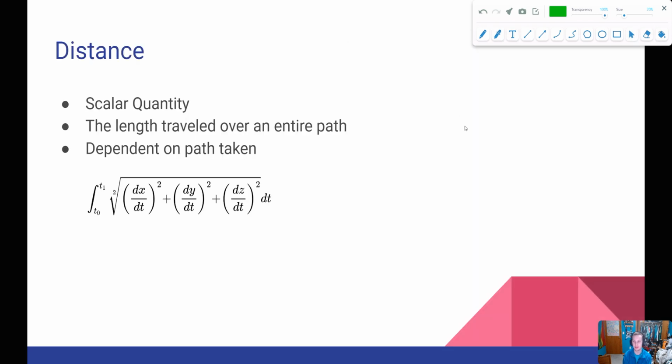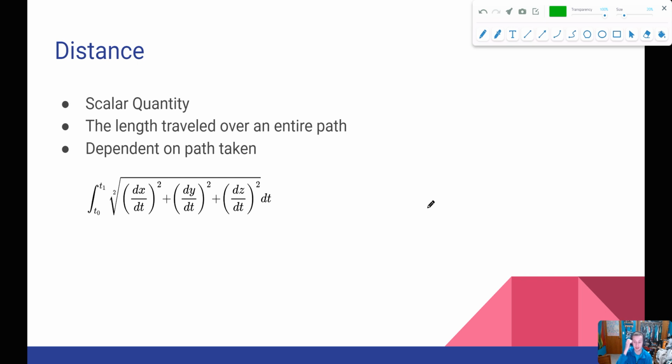So next, we have distance. So distance is a scalar quantity. It's not a vector like displacement. It's the length traveled over an entire path and is dependent on the path taken. Okay. Down here at the bottom, I have the equation for the arc length of a line using derivatives and an integral. Just keep in mind that this is assuming that you have a function for x, y, and z in terms of t, right?